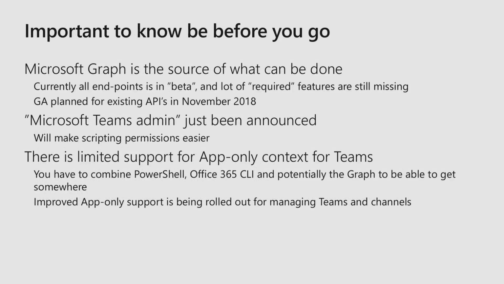So as I mentioned, Microsoft Graph is the source of what you can do. So if it doesn't exist in the graph, you cannot do that in PowerShell or the CLI or any other way. Another limitation we had until just recently is that the only thing you could script was those teams you were a member of. And you've probably seen that from an admin side.